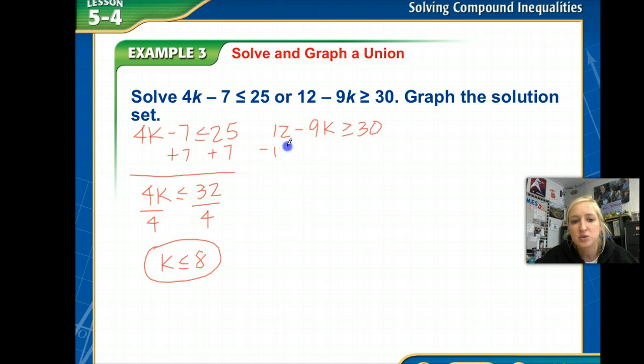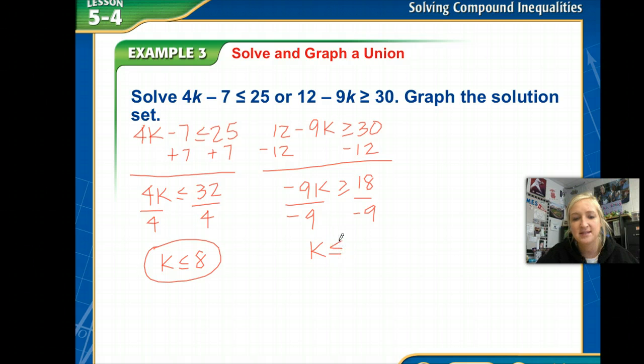I'm going to subtract 12 from this side. And I get negative 9k is greater than or equal to 18. And because I have to divide by a negative 9, I have to flip my sign. 18 divided by negative 9 is negative 2.